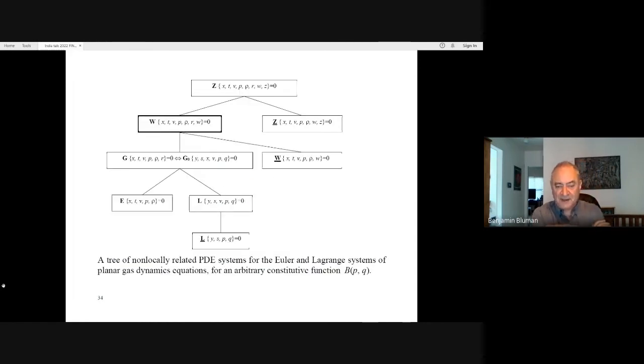So this gives us a tree of non-locally related PDE systems for the Euler and Lagrange systems of planar gas dynamics. So we go from the Euler, remember, to the G, and then get a subsystem of that that gives a Lagrange system, and there's a subsystem of a Lagrange system. And we get the W, an extra potential variable, Z, another potential variable, then we get a subsystem here, another subsystem here. So lots of stuff here for arbitrary constitutive functions, and a lot of work has not been done on these systems, by the way, for calculational purposes, incidentally.